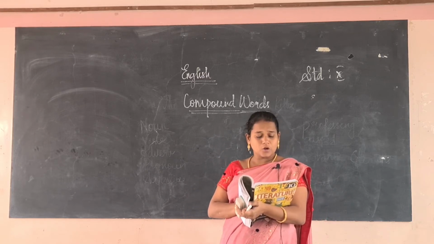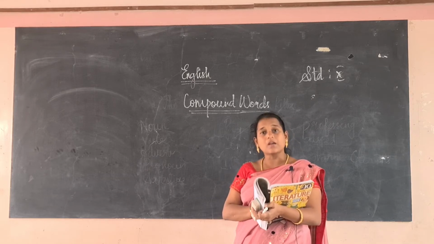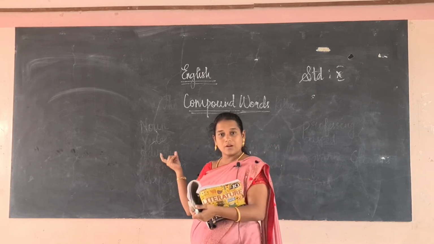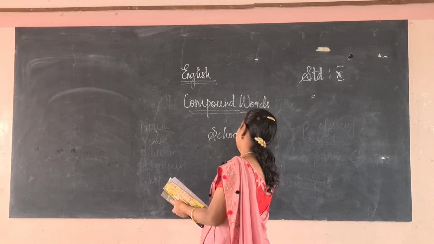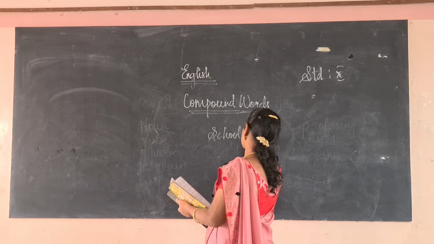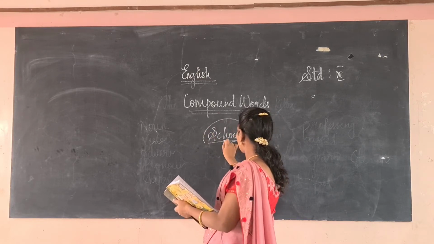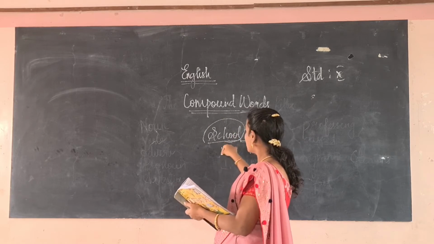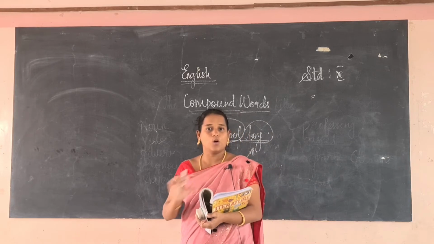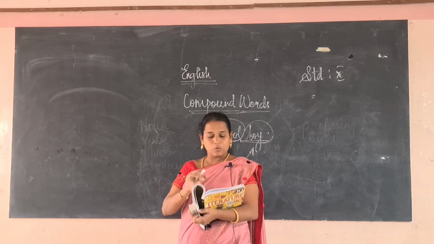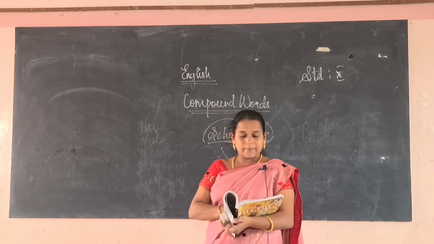A compound word is a combination of two or more words that functions as a single unit of meaning. For example, school boy, English teacher. School is one noun and boy is another noun. Two words give one unit of meaning. School boy, school pora paiyan. So it is giving one unit of meaning. These words are called compound words.